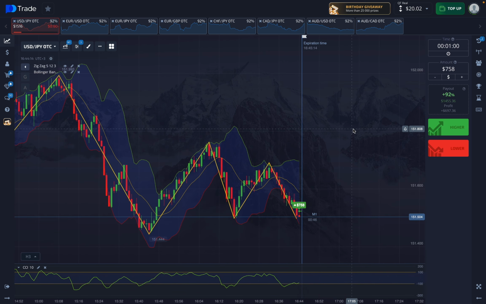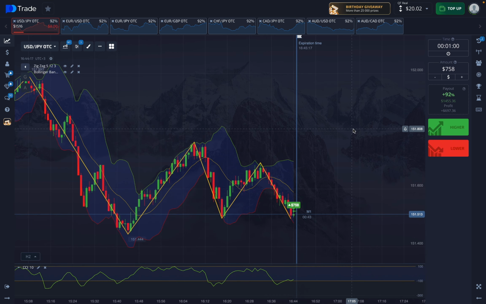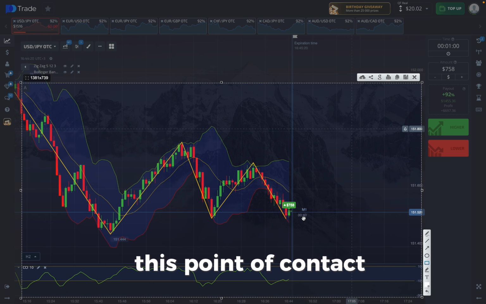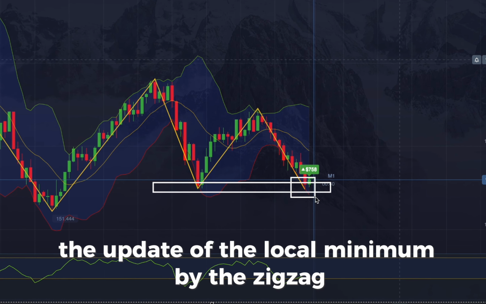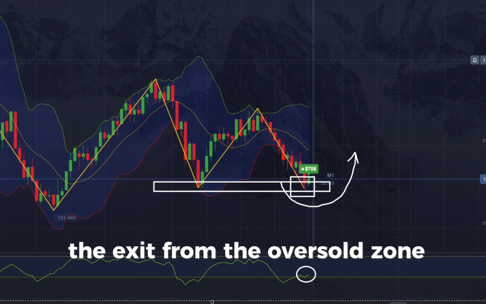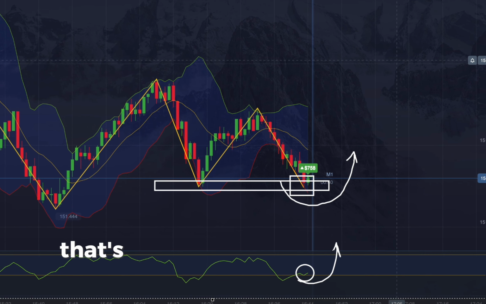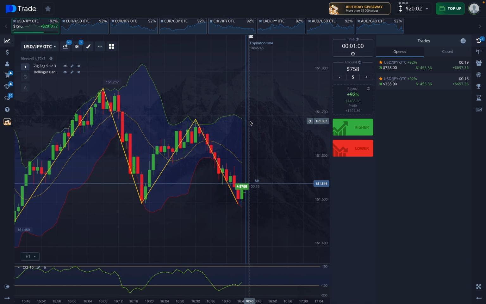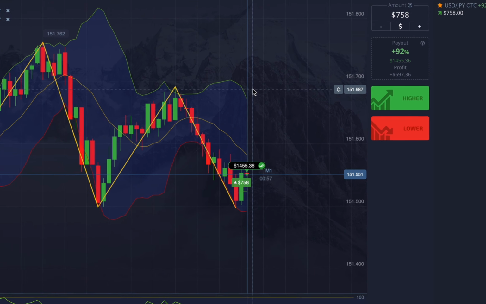In general, this is a good point of contact, and I believe 100% the price should move up. Let's highlight the working area. This point of contact, the update of the local minimum by the zigzag, touching the lower Bollinger Band, and also the exit from the oversold zone by the oscillator. That's why we're opening a trade to go long here. Let's watch the result of these 2 trades. And the trades close in profit.